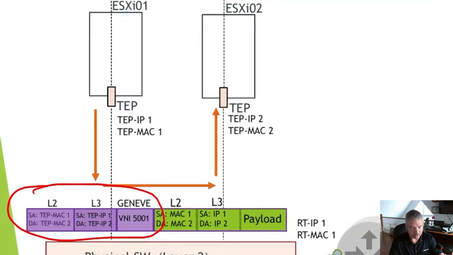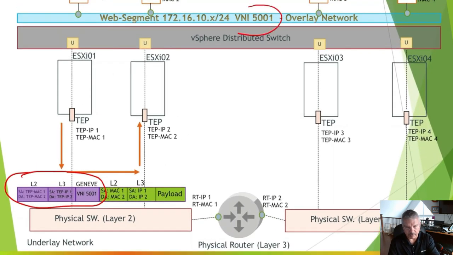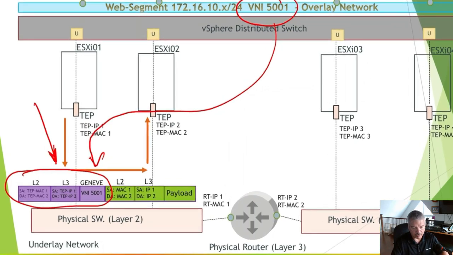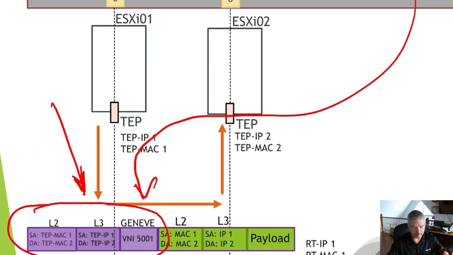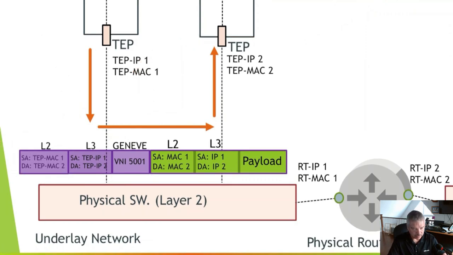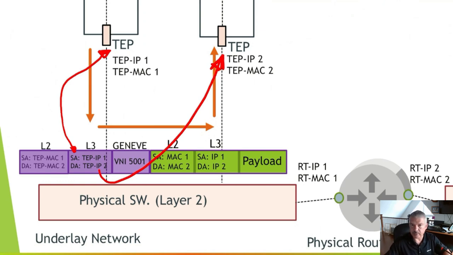So what do we see here? We see, first of all, the VNI ID of the segment, 5001, right there. Okay. You see the layer three stuff inside the Geneve header. That's the source and destination IP. So if I zoom in a bit more on this, we see the source address is TAP1. Yeah, this is the TAP it's coming from. Makes sense. TAP-IP-1, that's the IP address of the TAP. And the destination address is TAP2's IP, TAP-IP-2. There you go. So again, source and destination IP.